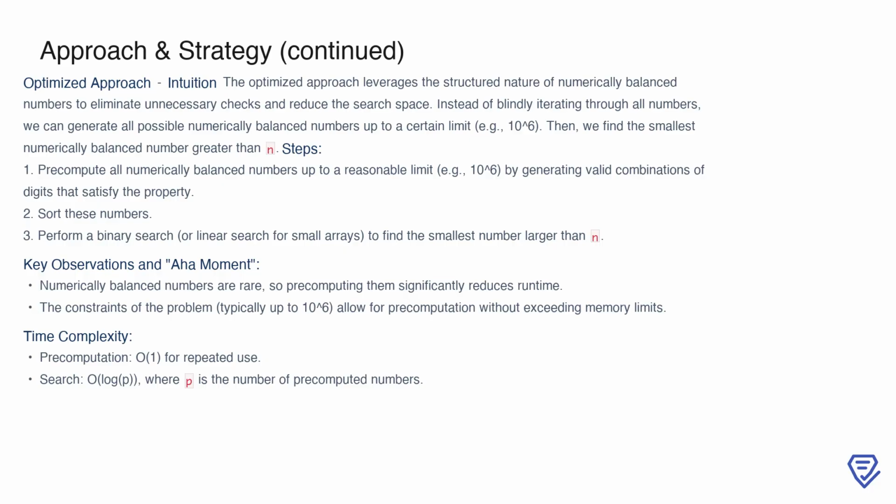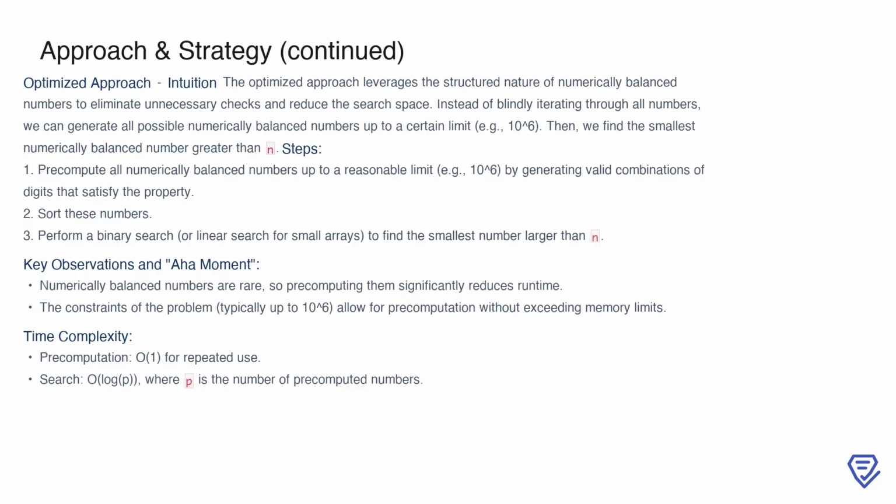Now, to address the inefficiencies of the brute force approach, we can consider an optimized approach that reduces the search space and eliminates unnecessary checks. The key idea here is to leverage the structured nature of numerically balanced numbers. Instead of iterating through all possible numbers, we pre-compute all numerically balanced numbers up to a reasonable limit, such as 10 to the power of 6. This involves generating valid combinations of digits that satisfy the numerically balanced property. Once pre-computed, we sort these numbers and use a binary search to quickly locate the smallest number greater than n.